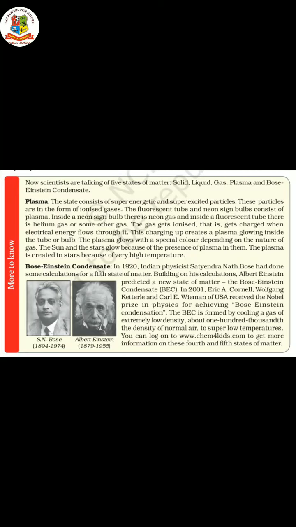There are five states of matter, and they are solid state, liquid state, gaseous state, plasma, and Bose-Einstein Condensate. In the previous part we saw solid state, gaseous state, and liquid state. Now it's time to learn more about plasma and Bose-Einstein Condensate.